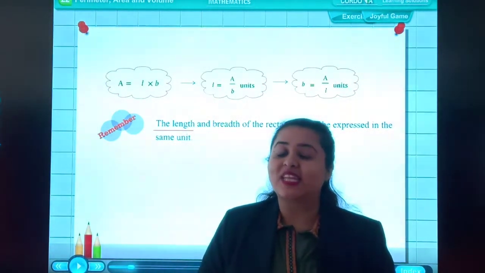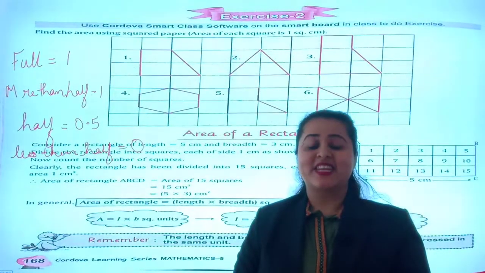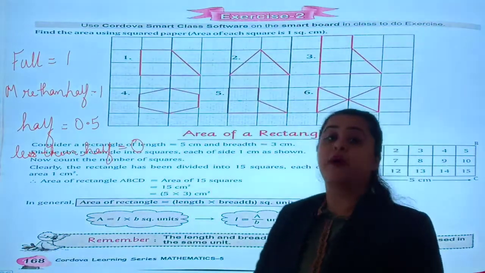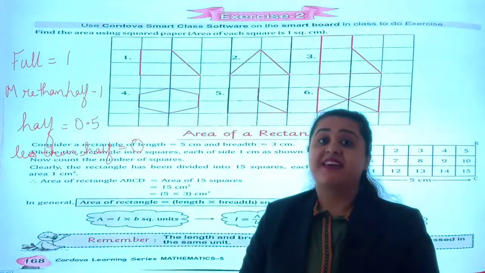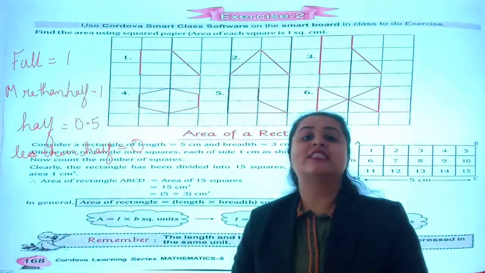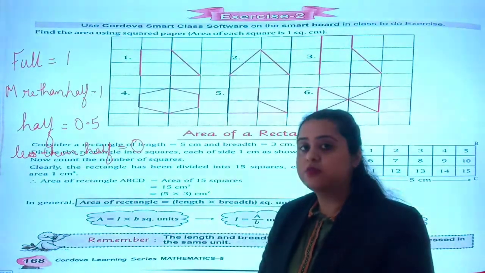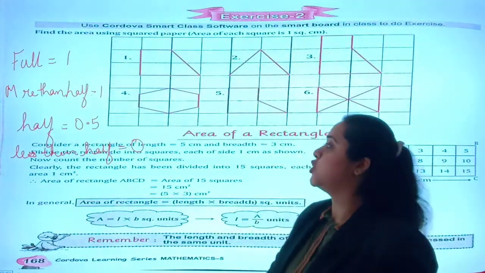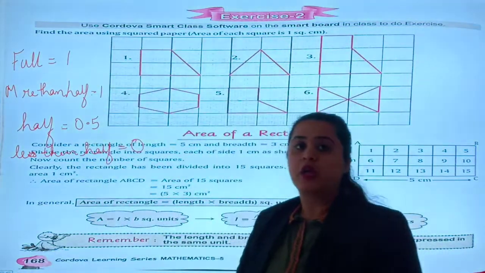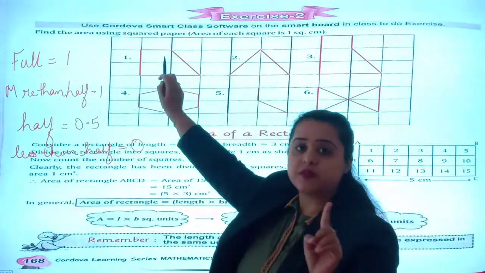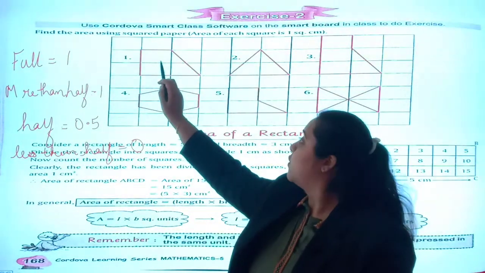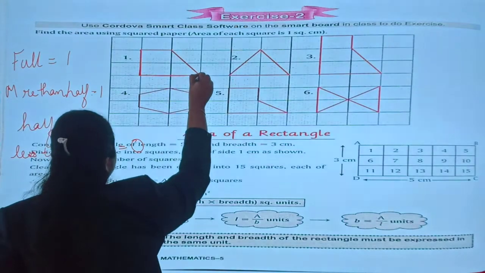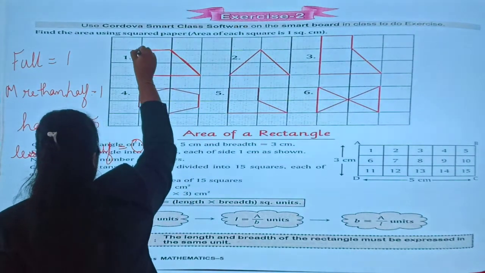Let's have a look on the exercise. So students, please open your textbook on page number 168. Exercise number 2. It is very easy. Students, to make this exercise very easy, please jot down these points. After A4, you will observe the first diagram. The first diagram is in this way. I am highlighting this one so you can come to know.